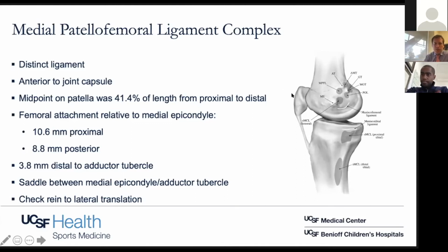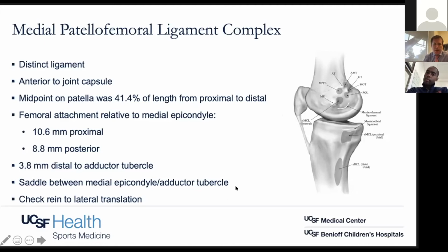And then on the patella, the midpoint was 41% of the length from proximal to distal. The important thing to keep in mind here is that when we're reconstructing this, usually we'll do 2 points of fixation on the patella, both above the equator. You don't want anything distal to the equator of the patella, but 2 anchors proximal. Usually put one right in the middle and then one at the superior medial corner, as it's starting to turn around.